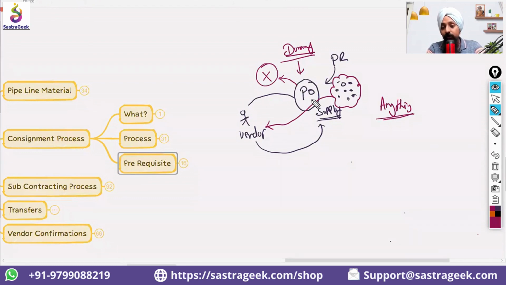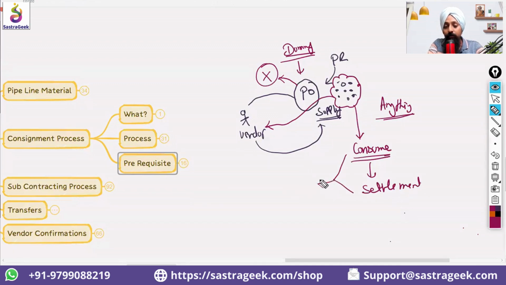Now because this PO is a dummy purchase order, this PO is only used to get the material received. There will not be any liabilities generated against this purchase order. Where are the liabilities generated? Liabilities are generated when you are consuming it. And after the consumption, you do the settlement. And in this process, the system needs to identify what price I need to put, right? What price I need to put.